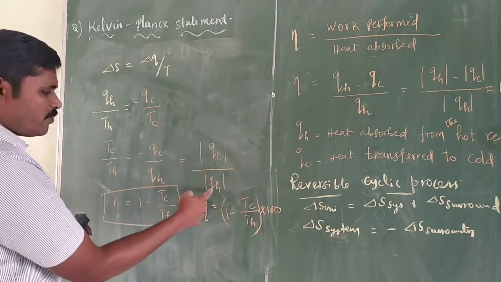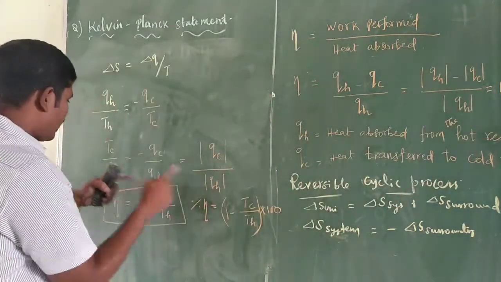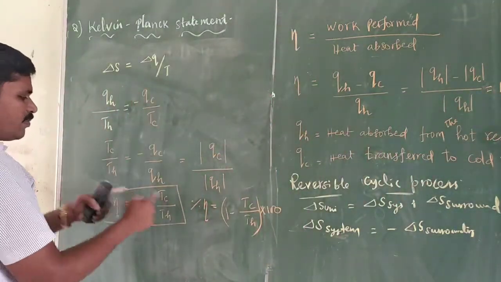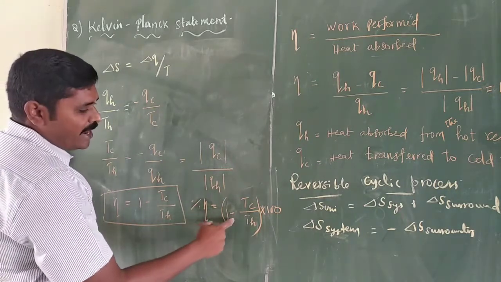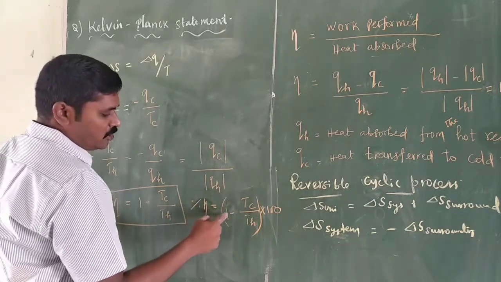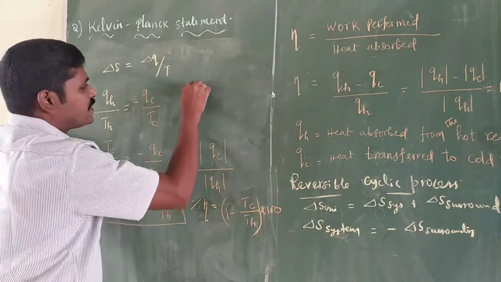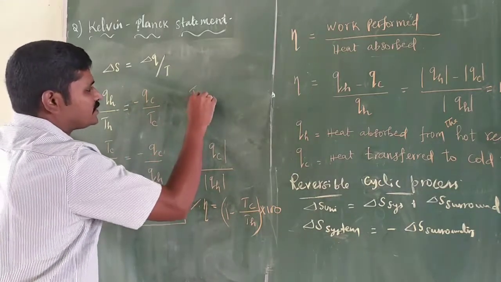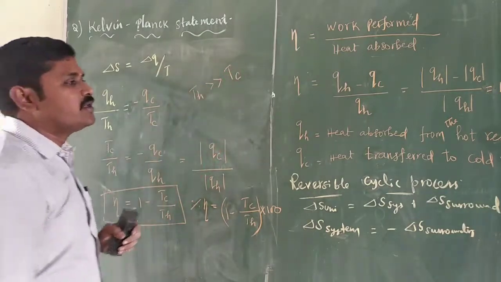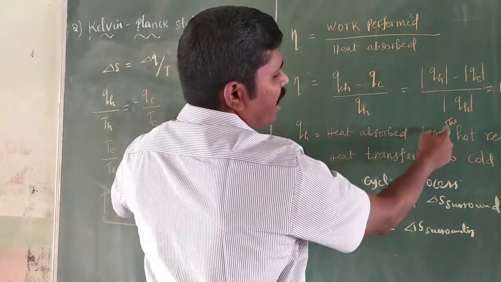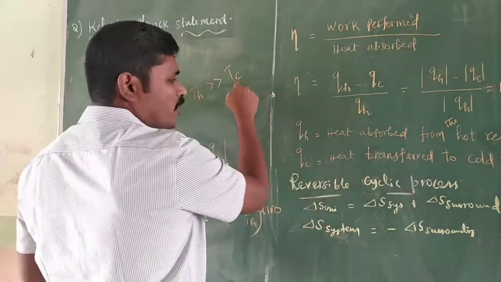The modulus of QC by QH is equal to TC by TH. So 1 minus QC by QH is equal to 1 minus TC by TH. The percentage efficiency eta is equal to 1 minus TC by TH into 100. Always, TH is greater than TC. The heat absorbed from a hot reservoir is greater than the heat transferred to the cold reservoir.